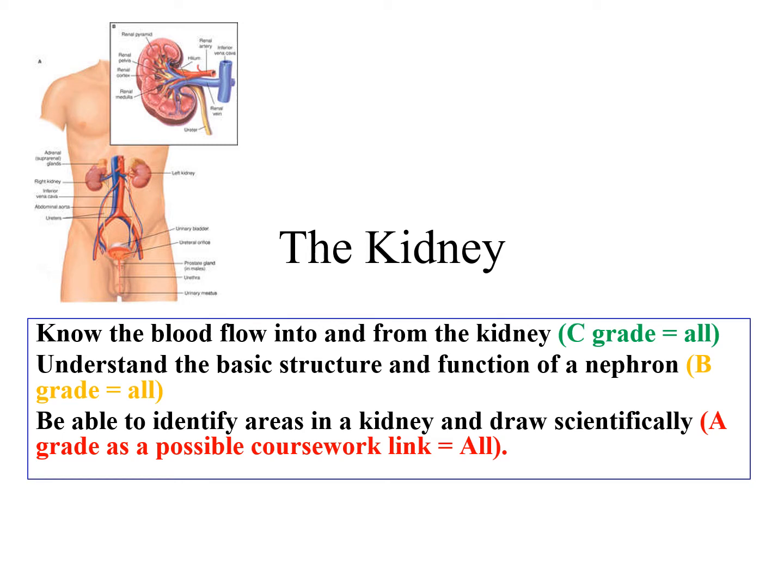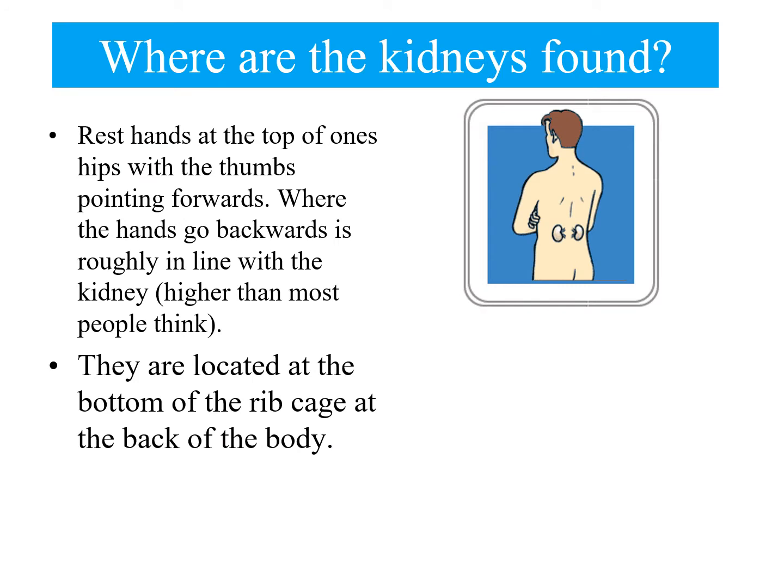So we're going to look at the kidneys, and how the kidneys do something called ultrafiltration and selective reabsorption today. So first of all, you need to know where the kidneys are found. The picture shows you where they're found, on the back half of your body, above your hips, I suppose, and just below your rib cage.